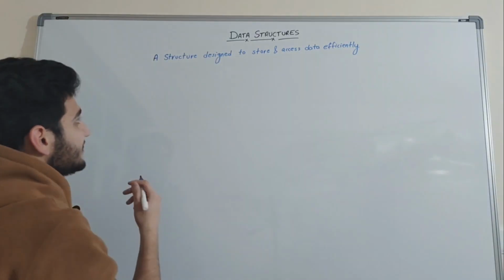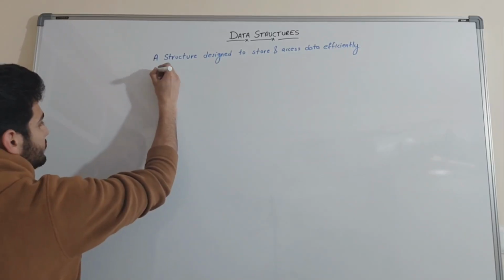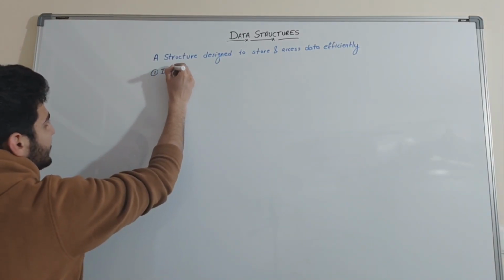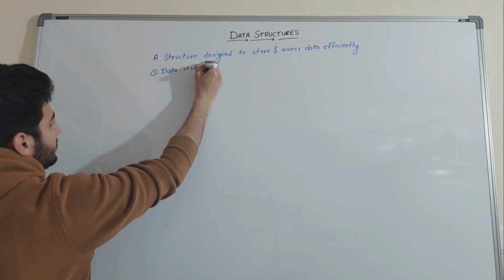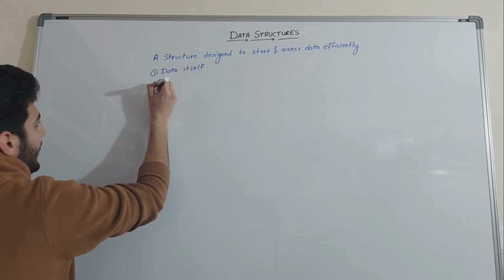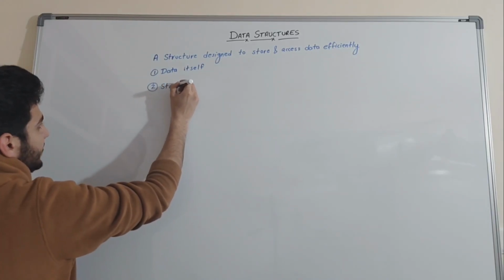From the definition, it is very clear that a data structure has two components. First one being the data itself, and the second one being the structure, which is going to store the data.